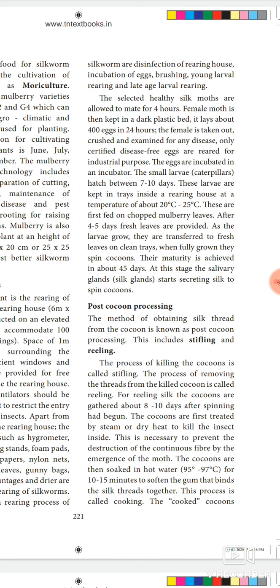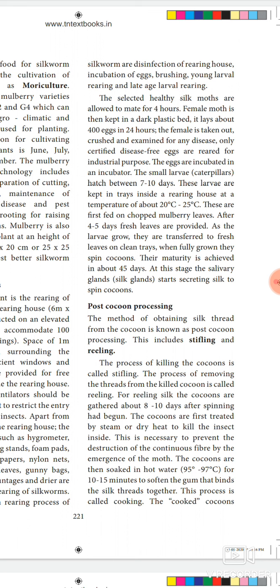Now what do they do with the eggs? They will be incubated, kept at a particular temperature for about 7 to 10 days. Then the larvae will be formed. After the larvae are formed in the rearing house, they will be kept at a temperature of about 20 degrees Celsius to 25 degrees Celsius. These are first fed on chopped mulberry leaves.